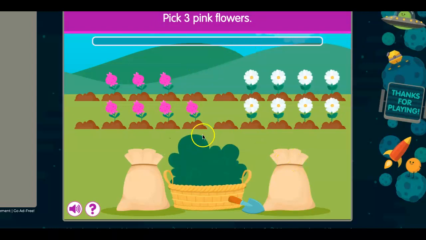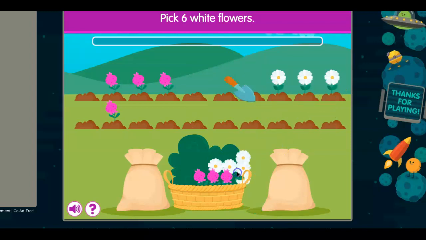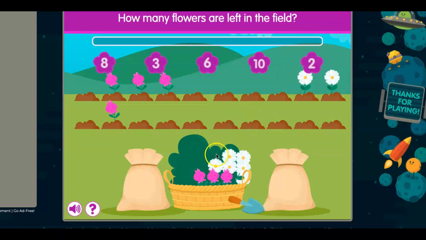Pick 3 pink flowers. We have to drag them. And pick 6 white flowers. How many flowers are left in the field? So this is when students would count, right? So they would be 4 and then 2, so 6. 6 are left in the field.